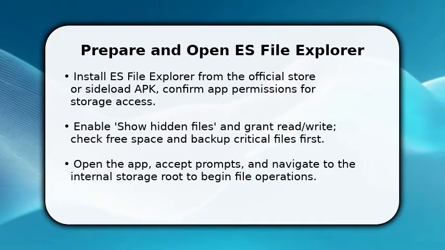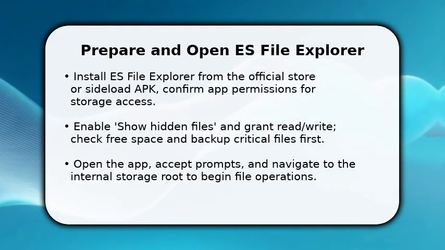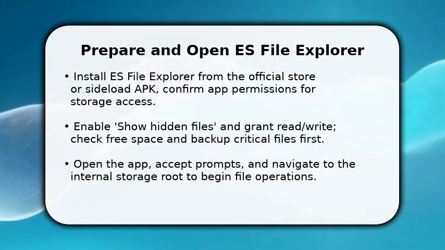You start by launching ES File Explorer and granting storage permission. This gives the app read and write access right away. Once done, enable Show Hidden Files so system folders are visible, and make sure you have a recent backup because changes are permanent. Then tap Internal Storage and confirm you see familiar folders like DSIM or Downloads.